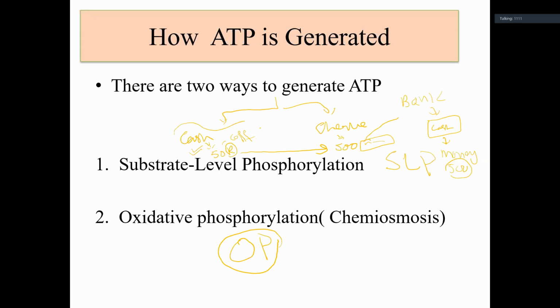This cash is the example of substrate level phosphorylation, where you get quick energy, energy at the site of reaction, but definitely this will be in a small amount. On the other hand, the check is the example of oxidative phosphorylation.